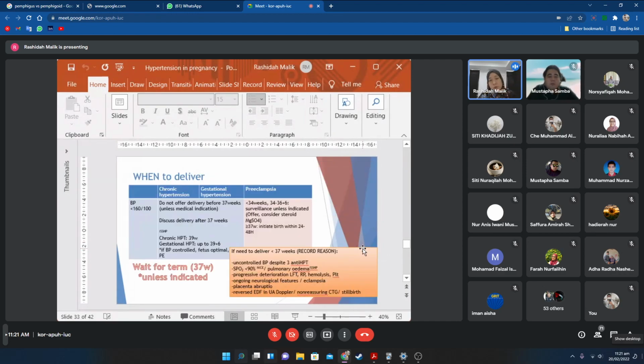So when do we deliver? Basically, the same rule applies to all. You would want to wait for term at 37 weeks unless there is an indication to deliver the baby earlier. As mentioned, preeclampsia and gestational hypertension have an increased rate of preterm morbidities in the baby because of iatrogenic preterm deliveries. So if there is no indication, you will want to wait for term, at least 37 weeks.